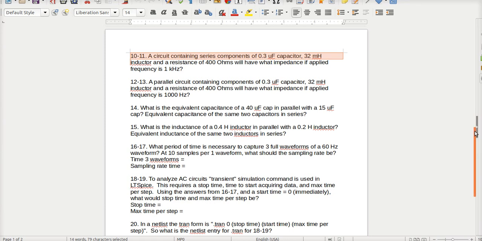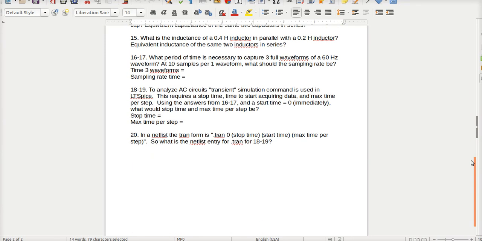Okay? And then to analyze AC circuits, transient simulation command is used in LT Spice. This requires a start time, a time to start acquiring data, max time per step, using the answers from 16 to 17. The start time is 0, which is immediate. What would the stop time be and the max time per step be? I think you can do that. In a net list, the tran form is .tran, stop, start, max time per step. So what is your net list entry for tran 1819?